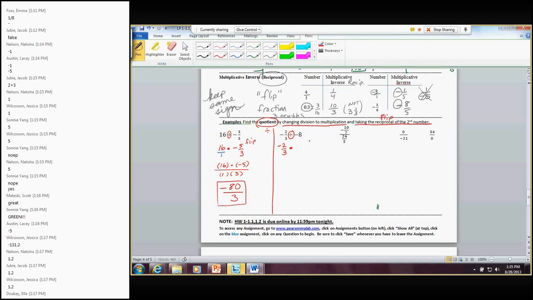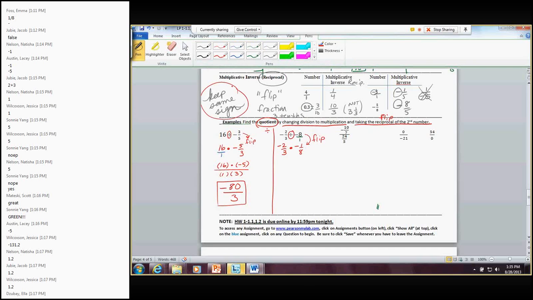Division goes to multiplication, and we're going to flip this guy. How do we flip this guy? So I can always put 1 underneath a number, and now it'll help me to flip. Very good. And it stays the same sign. Keep the same sign. Okay.